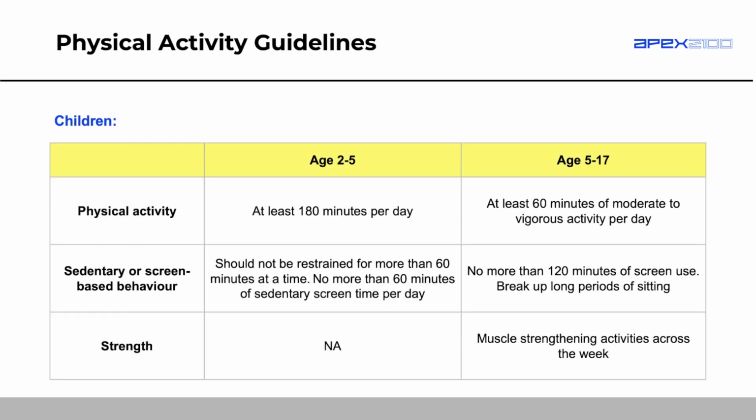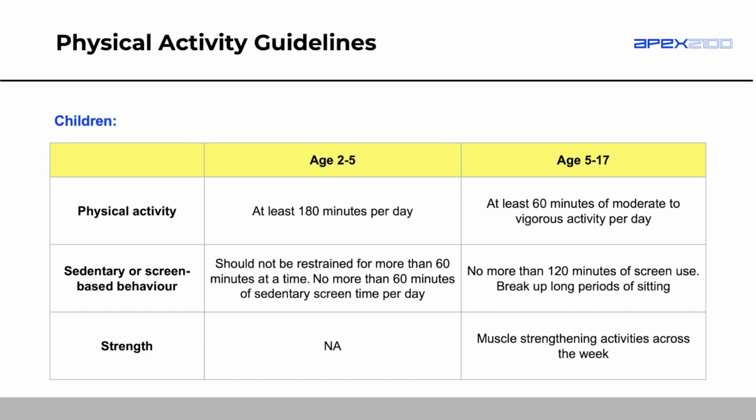Okay, so here are our physical activity guidelines for different age groups. You'll notice that there are three different guidelines for each age group: the physical activity guideline, the sedentary or screen-based behavior guideline, and the strength guideline. The term sedentary just means time sitting down, like screen time, basically time doing nothing, where you're sat on the couch watching TV or sat in class working on your computer. That's sedentary time.